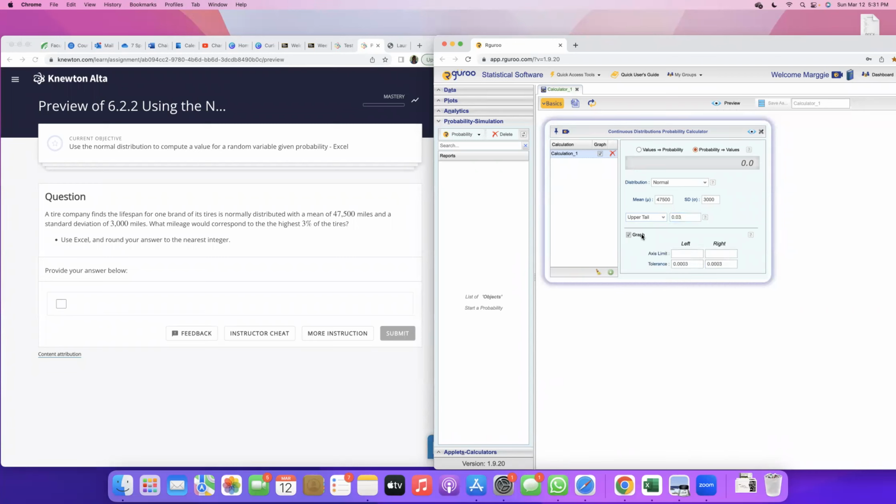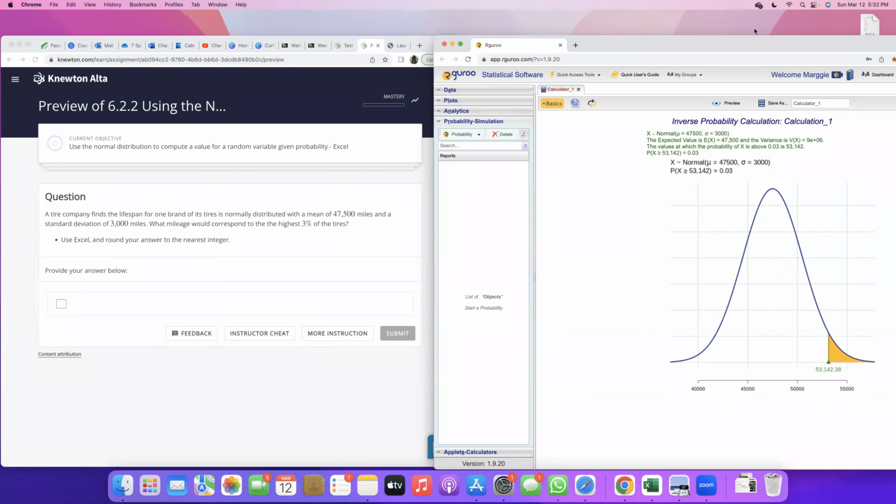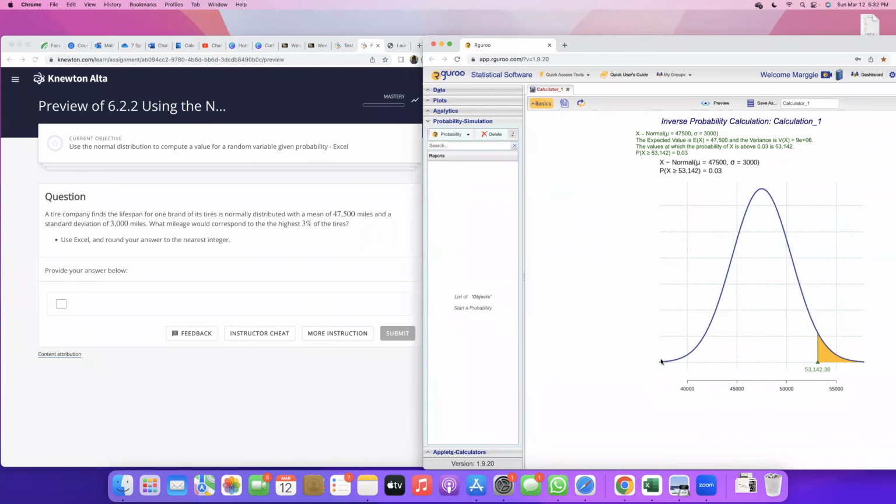I'm going to hit here the graph so I can show you what we are doing. And remember, every time we want to do this in RGuroo, we need the blue eye. All right, so here is what we have. This is our normal distribution. Remember, it's a bell shape. We have our mean in here, the highest point, and this value in here is 47,500. And then we go 1, 2, 3 standard deviations to the right and to the left to cover pretty much the 100% of our distribution, all right?